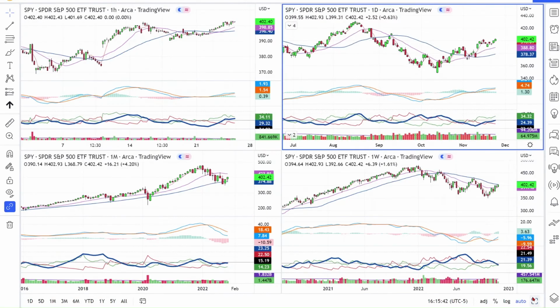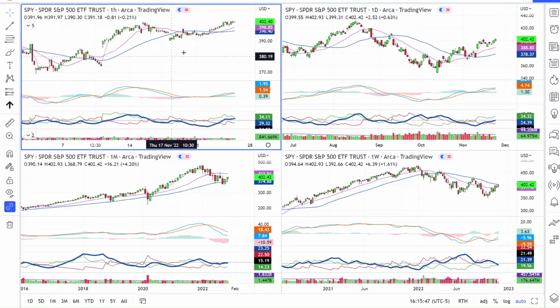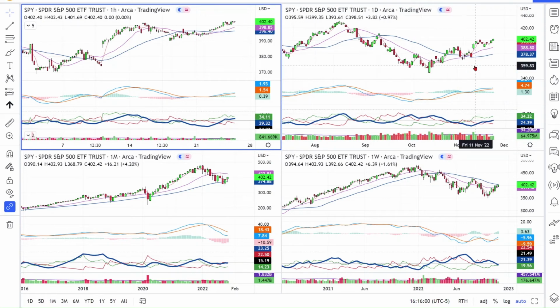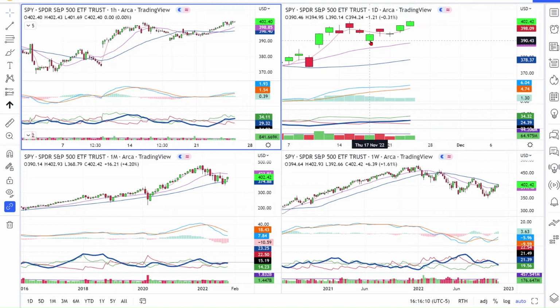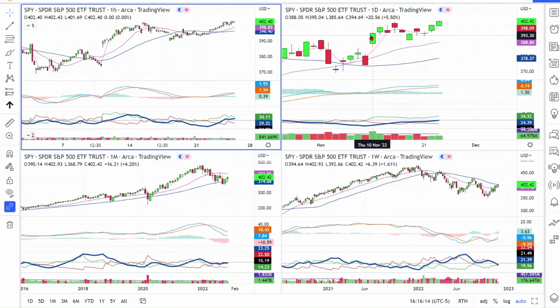Now, when we get a pullback, we're looking at a pullback play, we go to our lower time frame, and this pullback here is this pullback here. Now, if I'm just using one time frame and I'm looking at this daily chart, the moment I take out this prior bar's high, this high right here, I'm thinking I've got to get long if I'm on just one time frame. But I don't do that.